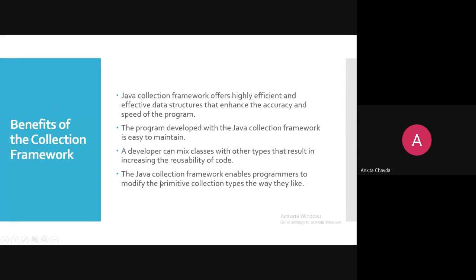Then the Java collection framework enables programmers to modify the primitive collection types the way they like. So here they can create Integer, not int, but the Integer class, right? According to your primitive data type, you have a collection of the classes, so you can create according to that. The Java collection framework supports that.